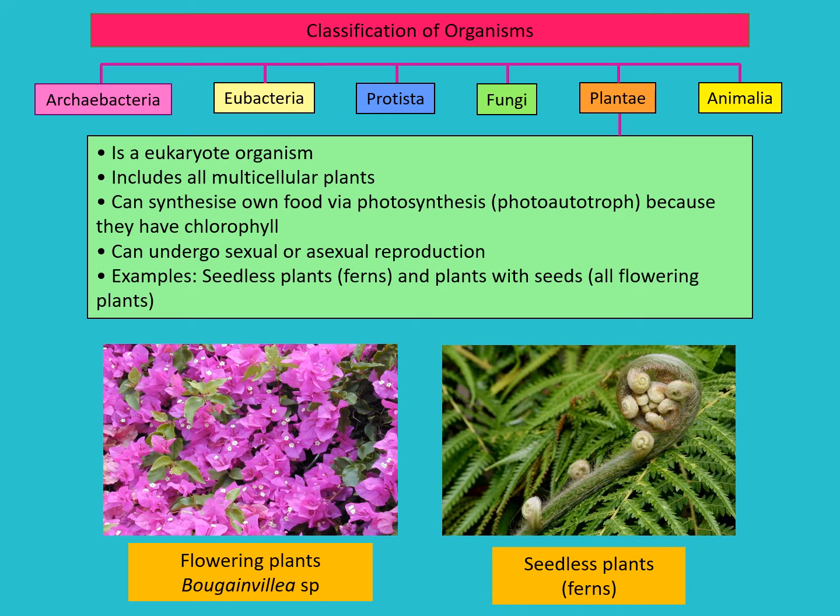Okay, now we look at Plantae. Plantae is a eukaryote organism, including all multicellular plants. They can synthesize food via photosynthesis because they have chlorophyll, and can undergo sexual or asexual reproduction. Examples are seedless plants, which are ferns, and plants with seeds or flowering plants. An example here is bougainvillea.